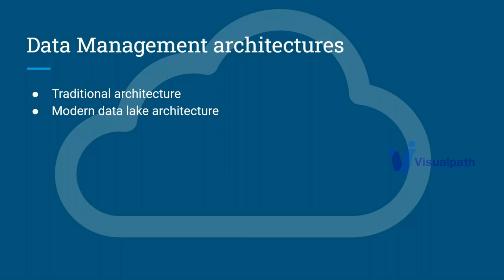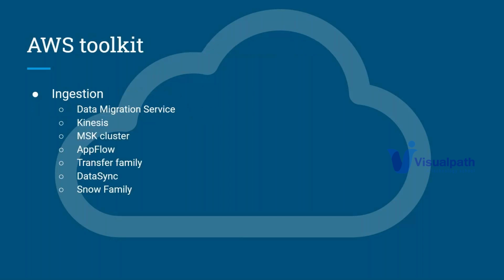Okay. So the AWS toolkit is nothing but all the services that are available in the AWS cloud service. Basically, what we discussed earlier is ingestion, processing, transformations, right? So we are looking at a few services that are useful for data ingestion.